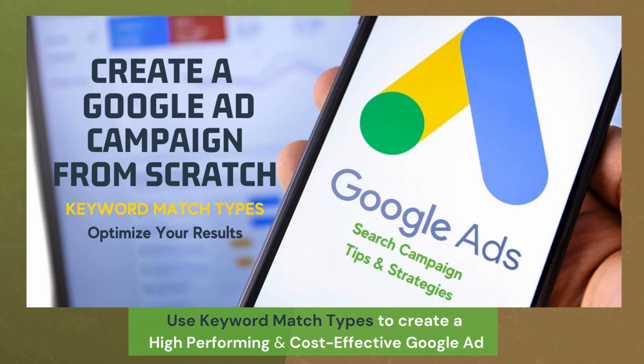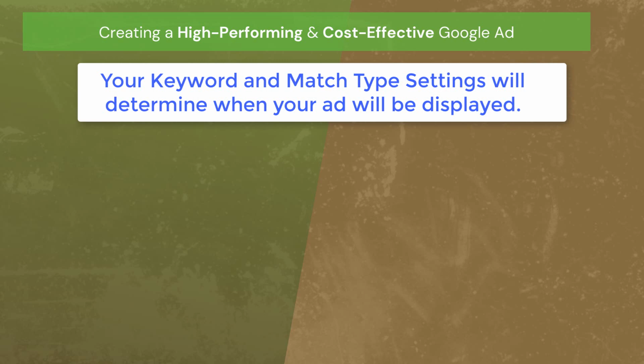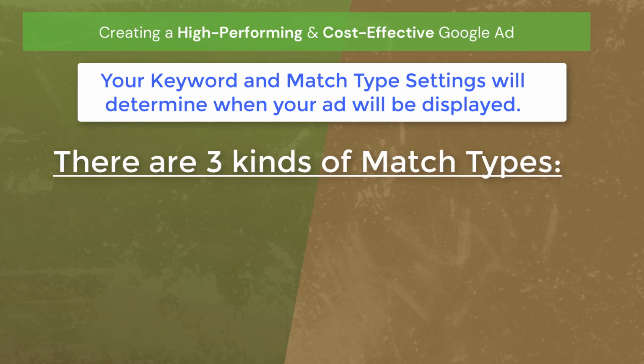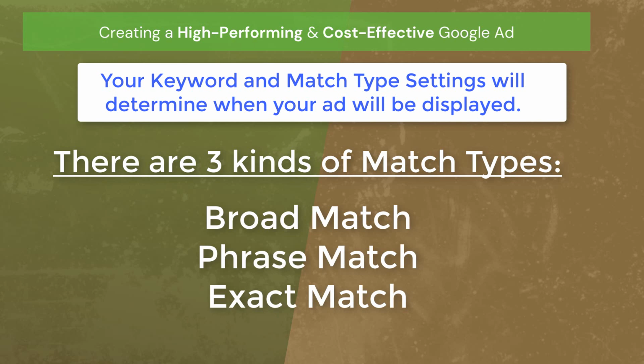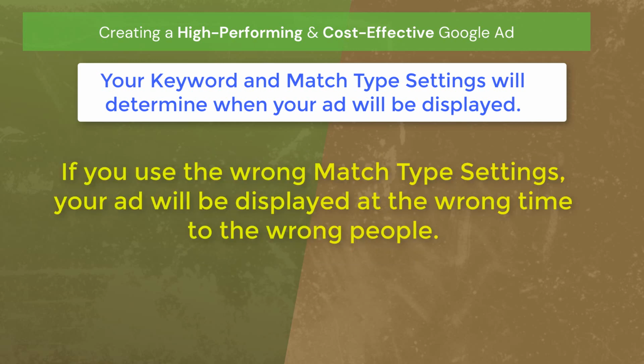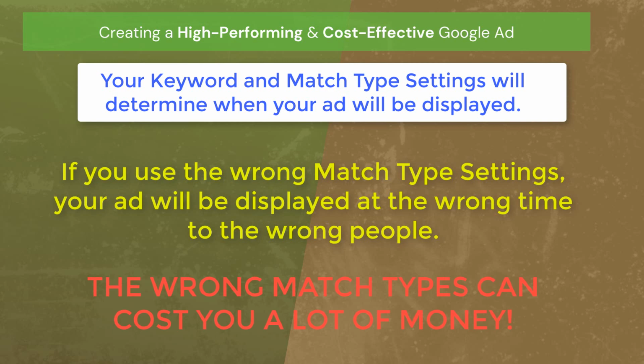Your keywords and match type settings will determine when your ad will be displayed. When you select the keywords that will trigger your Google ad to display, you now have three choices: broad match, phrase match, and exact match. If you choose the wrong match types, your ad will end up being displayed at the wrong times to the wrong people, which means you're just throwing money away. Bottom line, the wrong match types can cost you a lot of money.